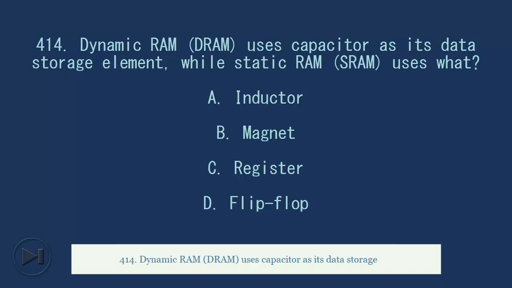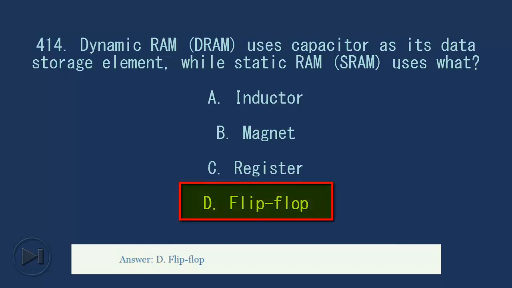414. Dynamic RAM, DRAM, uses capacitor as its data storage element, while static RAM, SRAM, uses what? A. Inductor. B. Magnet. C. Register. D. Flip-flop. Answer, D. Flip-flop.